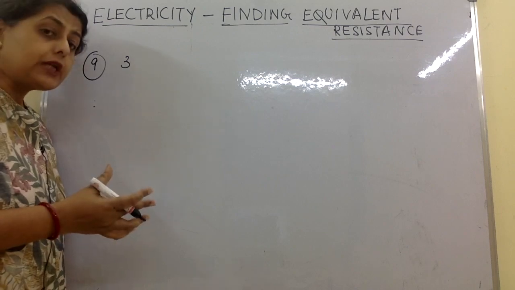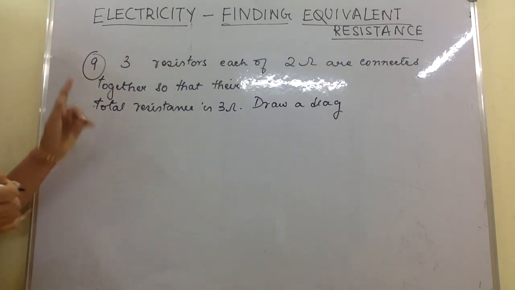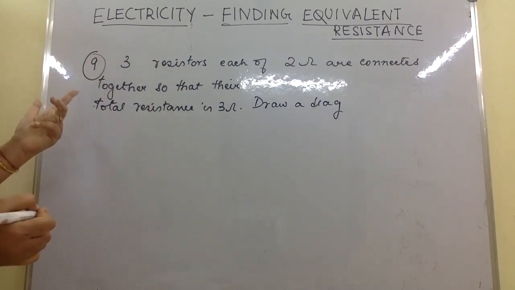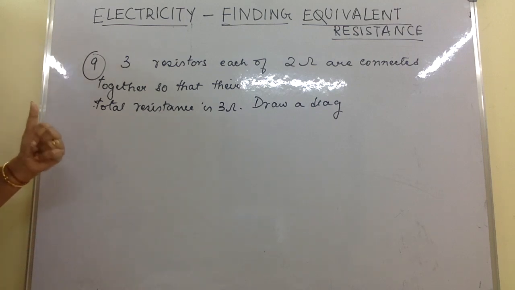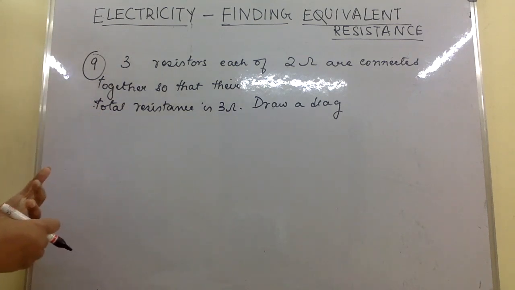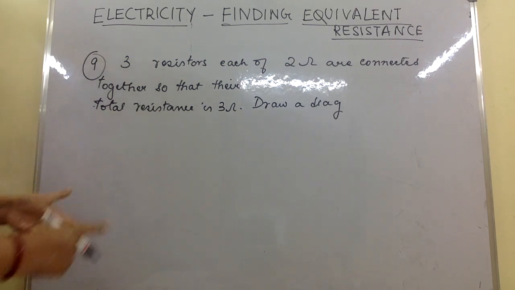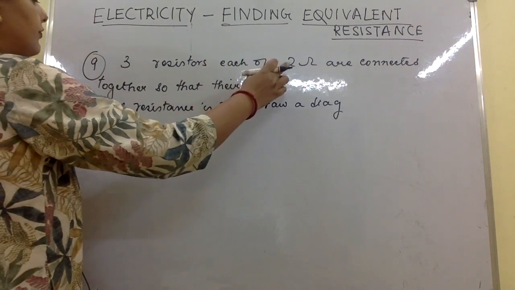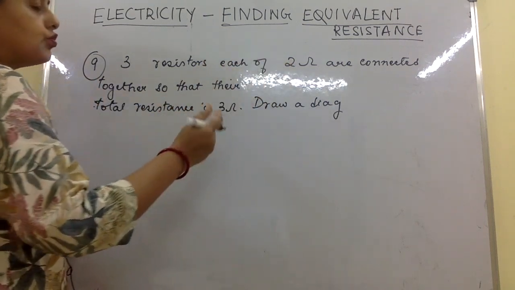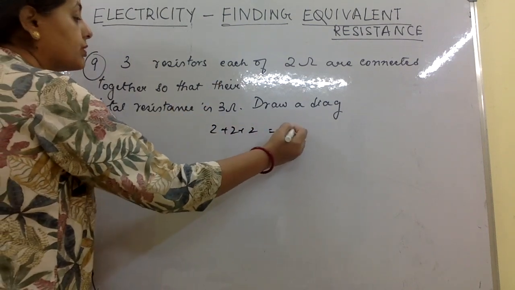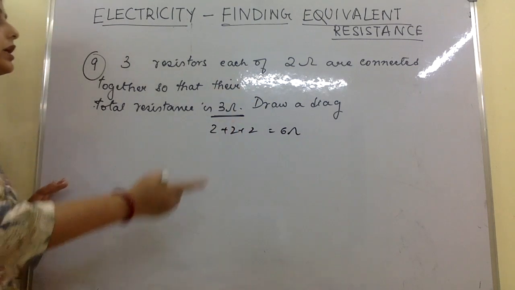3 resistors each of 2 ohms are connected together so that their total resistance is 3 ohms. Now they are not telling us what kind of connection they have made. Is it a parallel or is it a series? We only have to find. Now if they are connected in series, then it becomes 2 plus 2 plus 2, which makes us 6 ohms, but we want 3 ohms as equivalent. So what to do now?